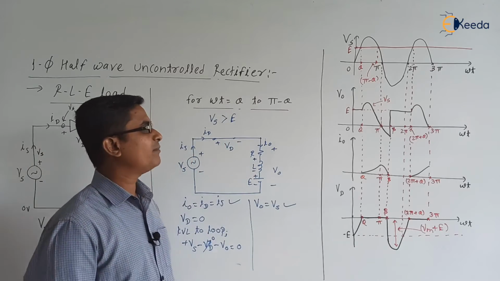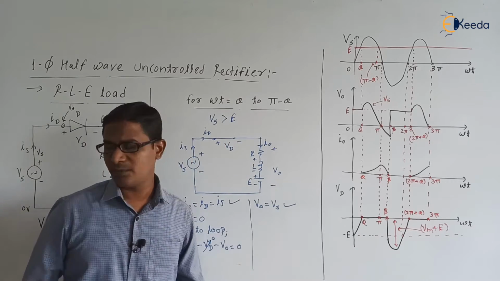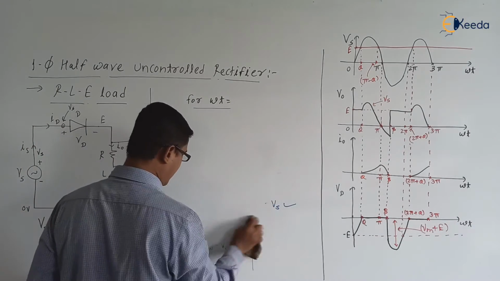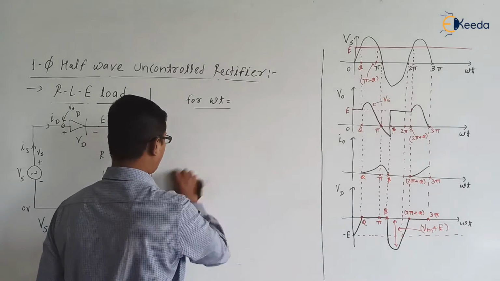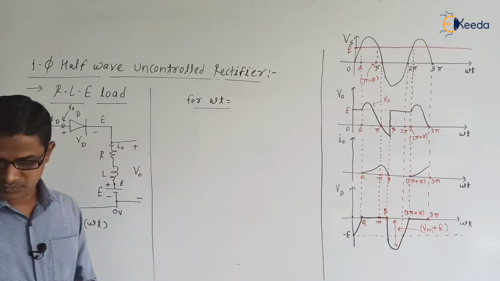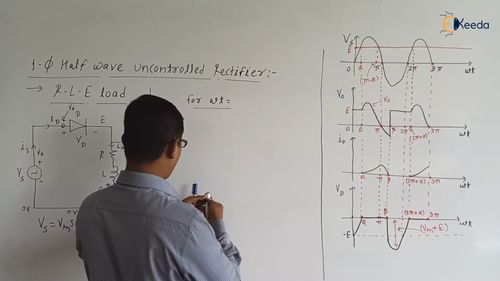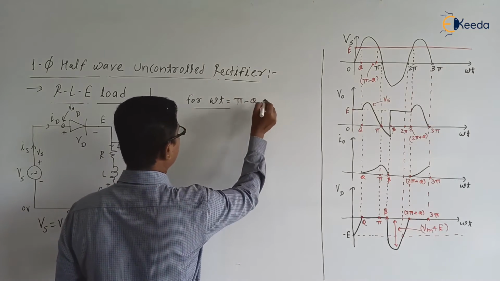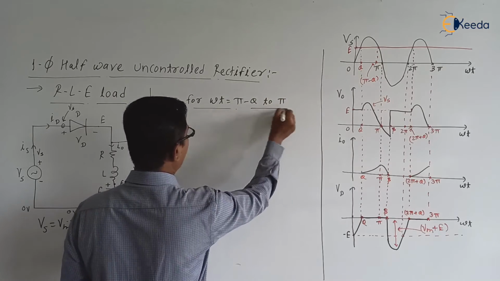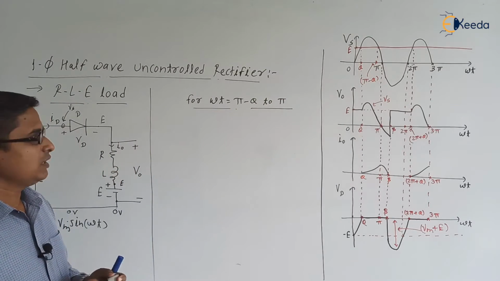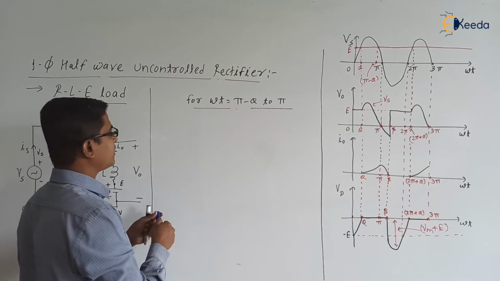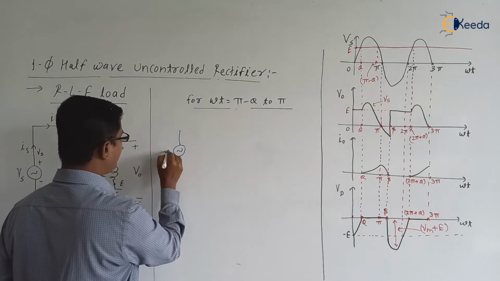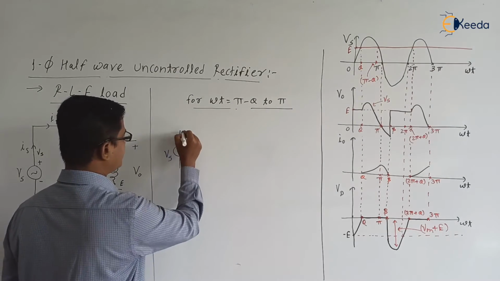Now after pi minus theta till beta or till pi, first let us discuss what will happen for omega t equal to pi minus theta to pi. As we know, till pi minus theta the inductor has stored the energy. From pi minus theta to pi, Vs is positive or negative? Vs is positive only, so plus here, minus here, right?